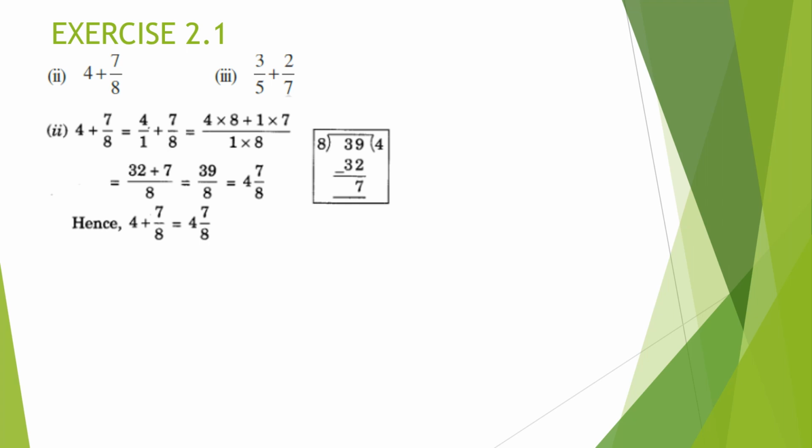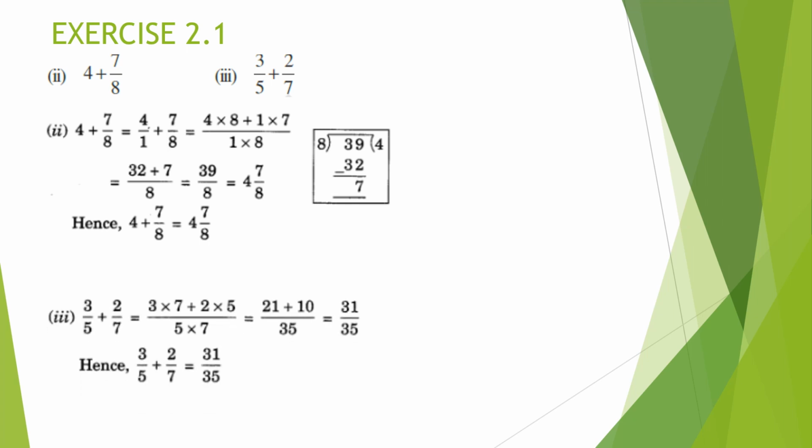Now we can move to the third question, 3 by 5 plus 2 by 7. Here the denominators are different. We can't add it directly. So the first step is we have to find the LCM of 5 and 7. The LCM of 5 and 7 is 35. So we can take the first fraction 3 by 5. Here the denominator is 5. To make the denominator equal to the LCM 35, we have to multiply it by 7. So the numerator also must be multiplied by 7.